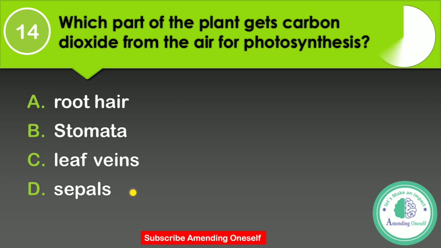I repeat the options. Option A, root hair. Option B, stomata. Option C, leaf vein. Or option D, sepals. Time is running out. You have to be a little bit quick.